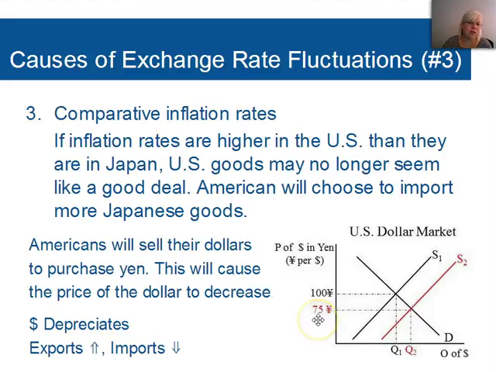Since we're only getting 75 yen for each dollar exchange, we're going to have to give up more dollars to get the yen we need to buy Japanese products.